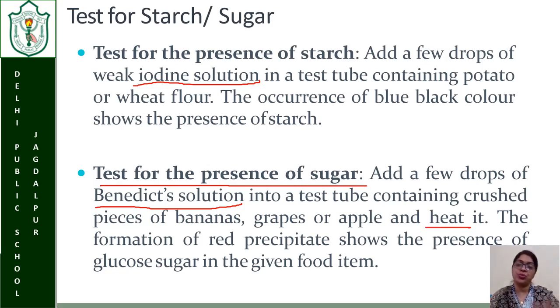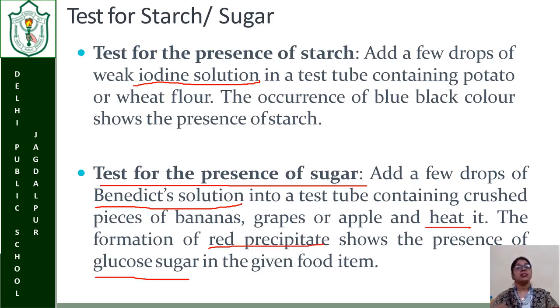First what you have to take, any fruit, crushed form or juice form. Add few drops of what? Benedict solution and then you heat it. Because Benedict solution is blue in color, and when we add it to the fruit juice or fruit crush, it will not change the color immediately. When you heat it, first it will change to green color, then little yellow, then little orange, and finally it will give a red color in the test tube. So if the color changes to red after heating with the Benedict solution, it confirms the sugar presence in that food item.